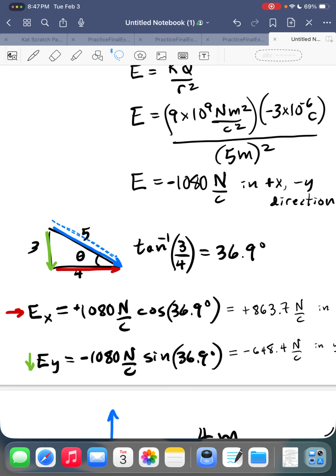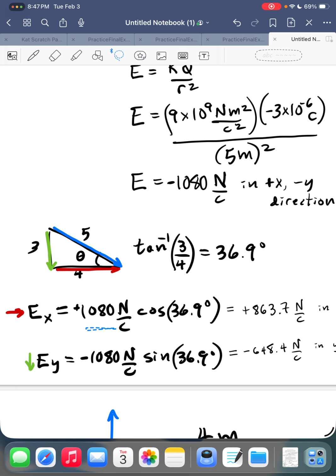Okay, so to get the component in the x direction, I have to take the cosine. So I take this magnitude, 1080 newtons per coulomb, and multiply it by the cosine. And I know that this is moving in the positive x direction, so I've got a positive sign there. I know that this is going in the negative y direction, so I've got a negative sign there.